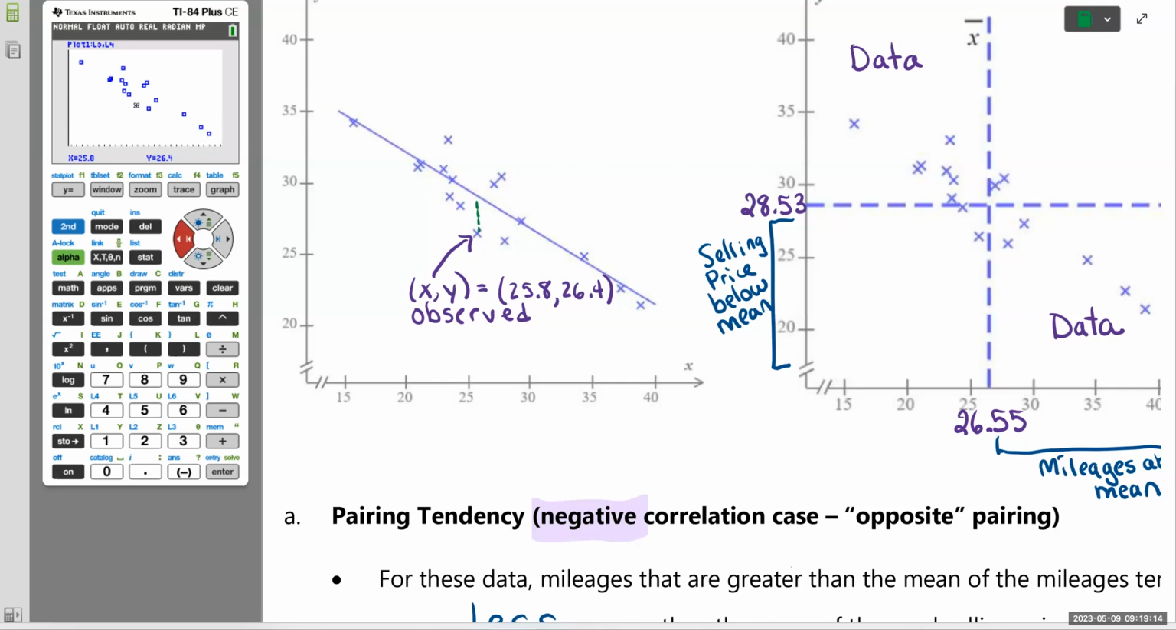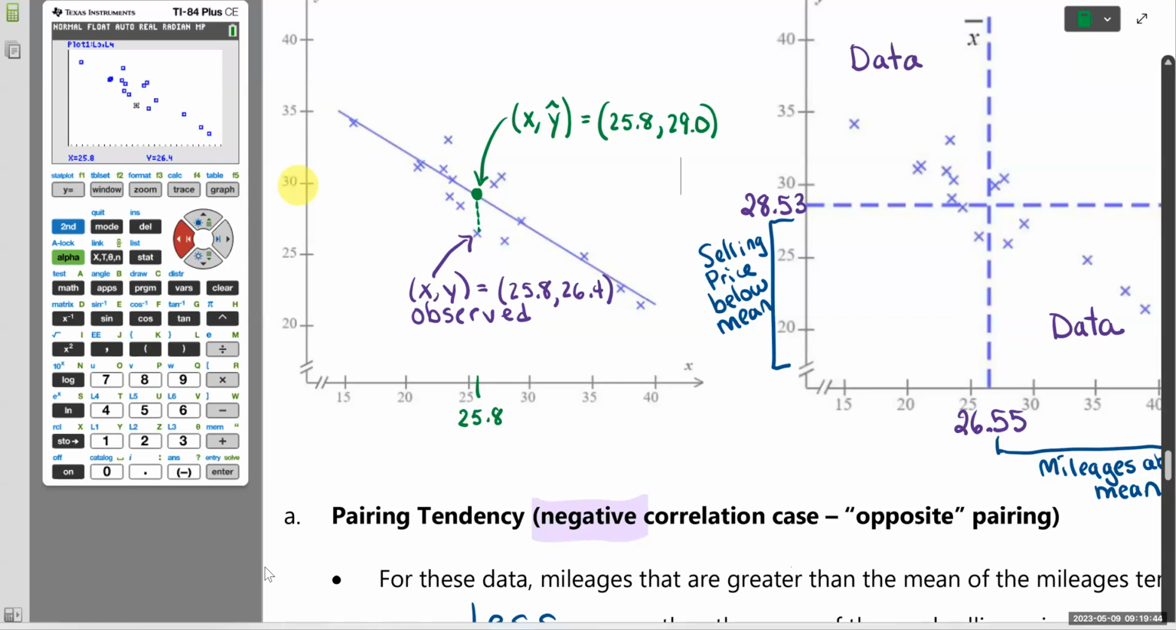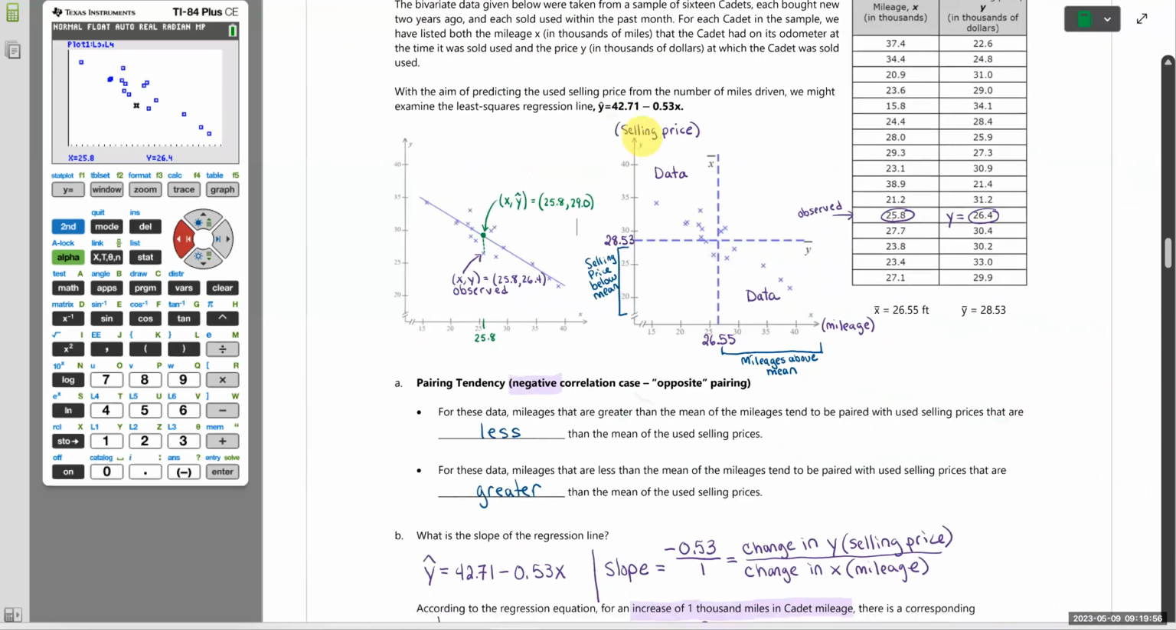So if you go to that same X value, so we're staying at the 25.8, what we predict would be that value on the regression line. So this is why we need a different symbol instead of Y, we just call it Y hat. So this was the 25.8 for X. And then what we predicted below was $29.0 thousand. So the car in the data sold for a little bit less than an average car with 25.8 thousand miles on it. All right, there you have it.